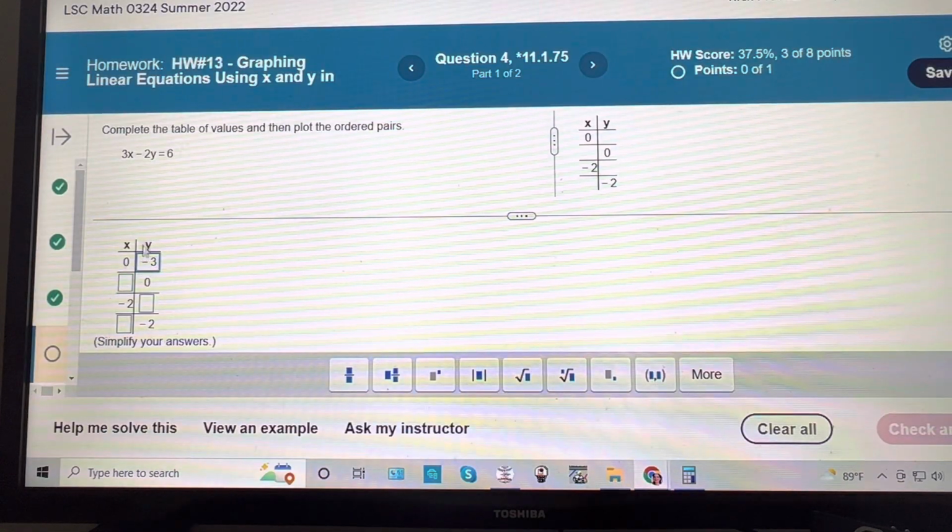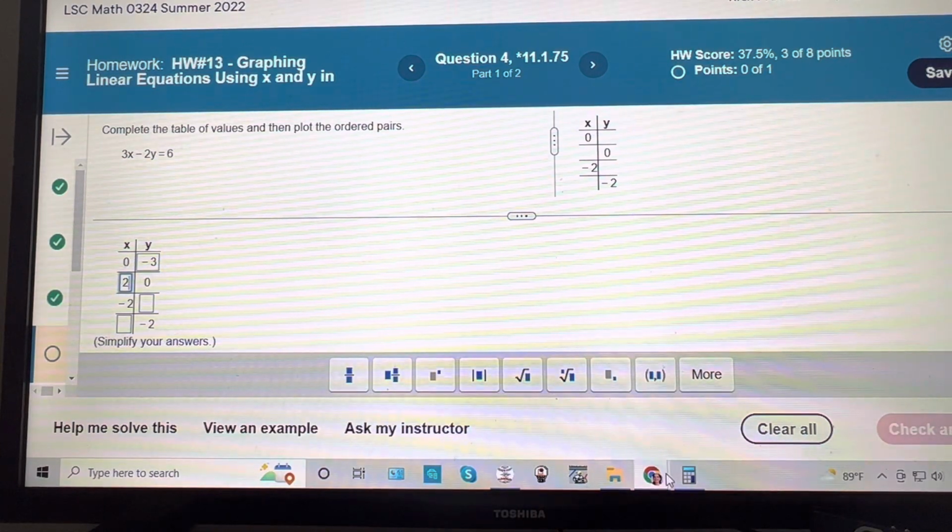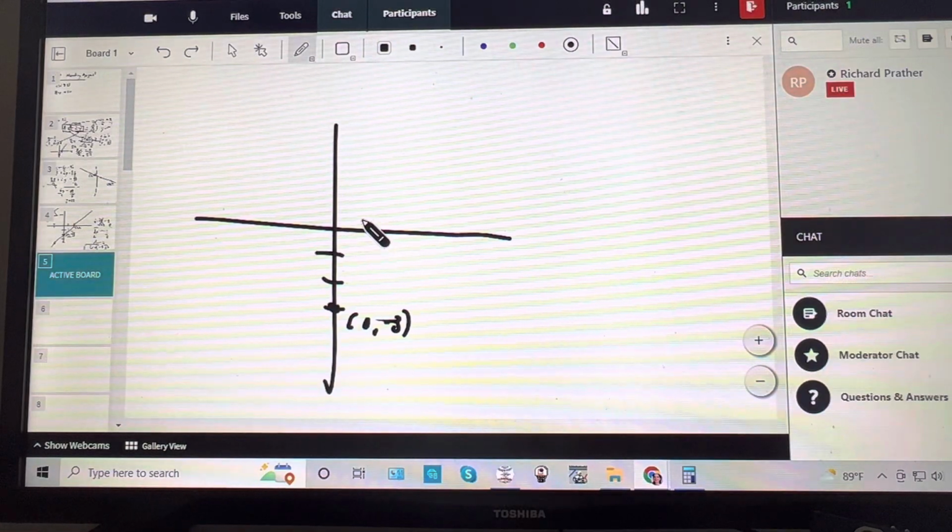When I plug 0 in for y, this part disappears. 3x equals 6. Divide both sides by 3. 6 divided by 3 is 2. So the next coordinate is 2, 0 on the graph, which is right there. I already have enough to draw a line if those are correct.